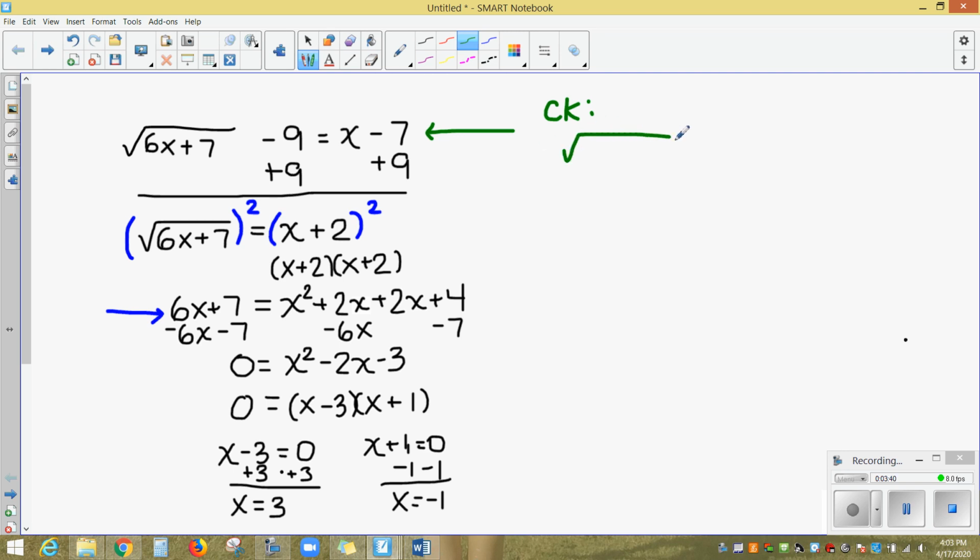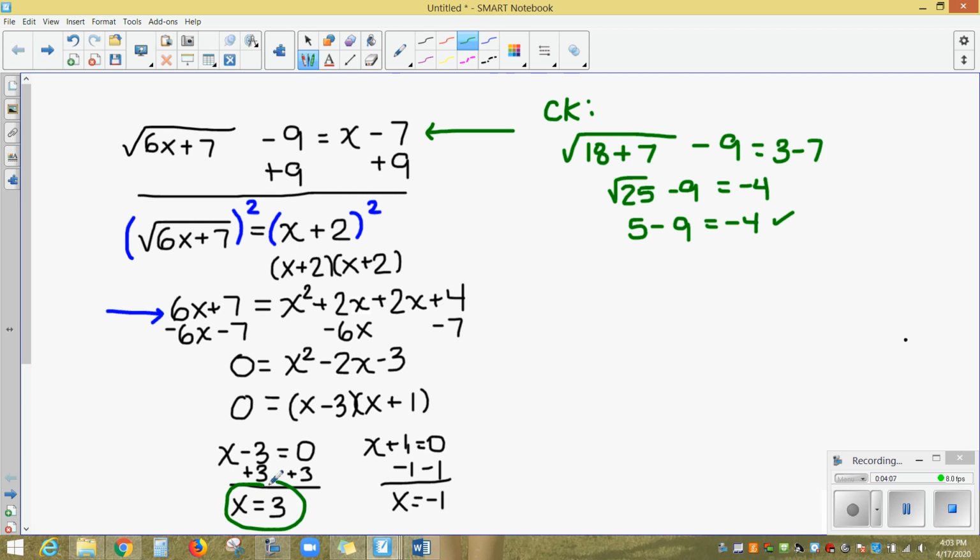If we plug in 3 for x, 6 times 3 is 18. I have to put a 3 in for x on this side as well. The statement says the square root of 25 minus 9 equals negative 4, or 5 minus 9 equals negative 4, and that's a true statement. So I get to come down here and circle x equals 3.